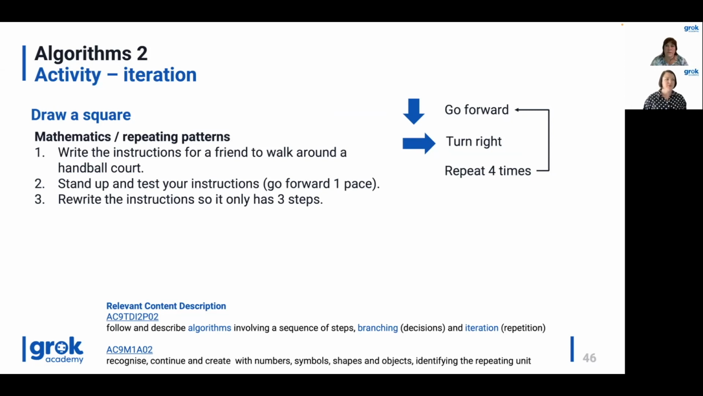Last week, we introduced iterations by following instructions to create 2D shapes. This is a perfect example of repeating patterns in an unplugged lesson that combines mathematics and digital technologies. This idea could also be used for a lesson on identifying repeating units. If this is too difficult for your students to write their own instructions or steps, you can give them the instructions and they can identify the repeating unit.